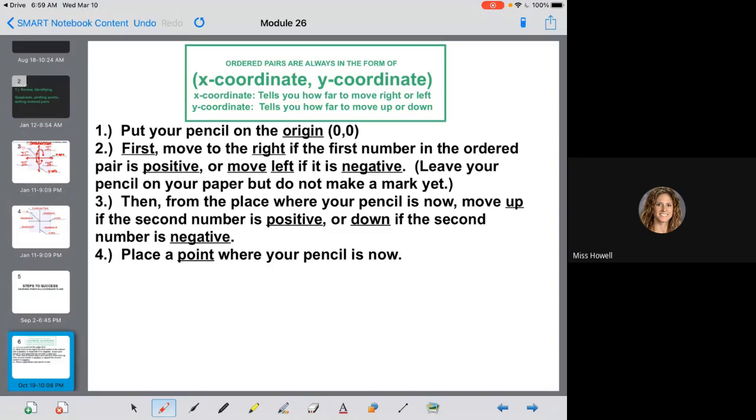So when we look at our ordered pairs here, I'm going to go back to my coordinate plane photo. So when we look at our, I don't know what's happening. Why did it do that?